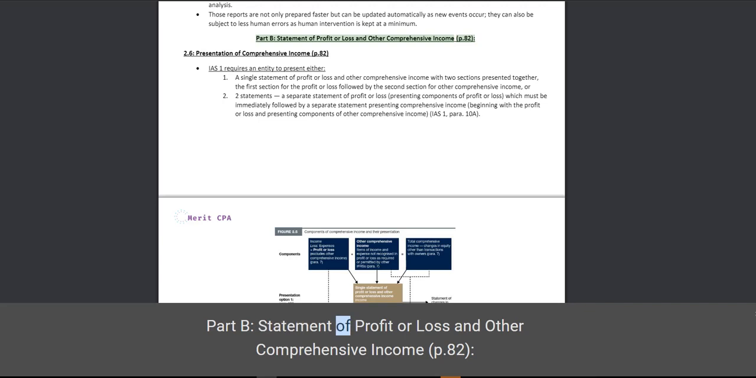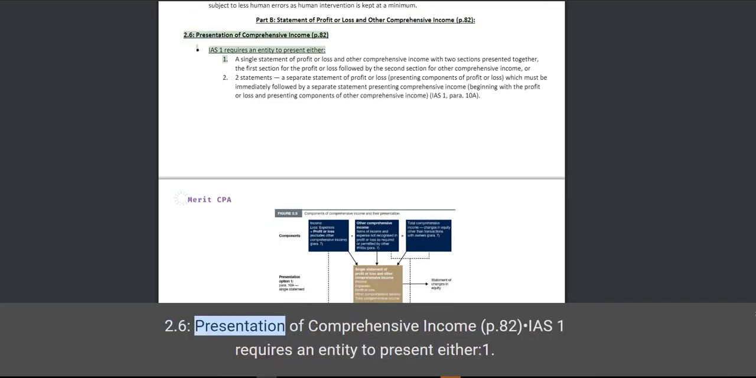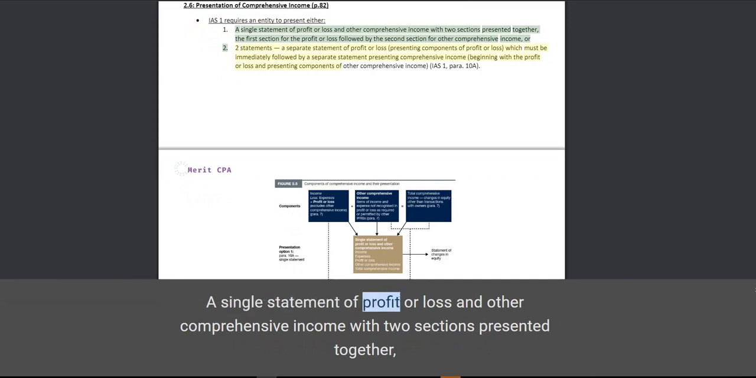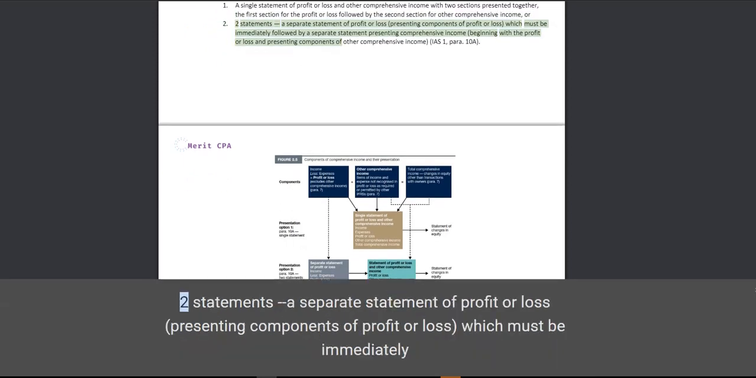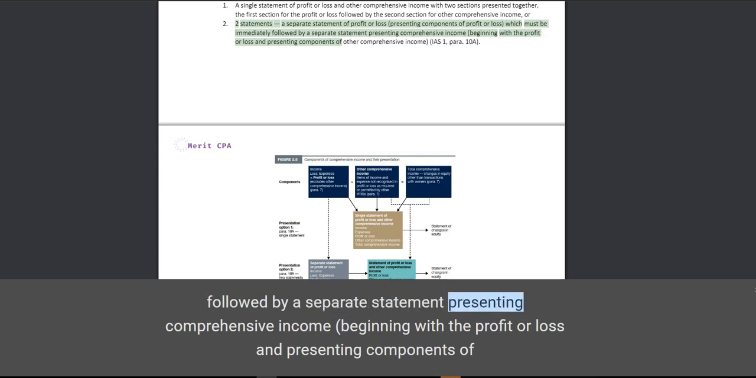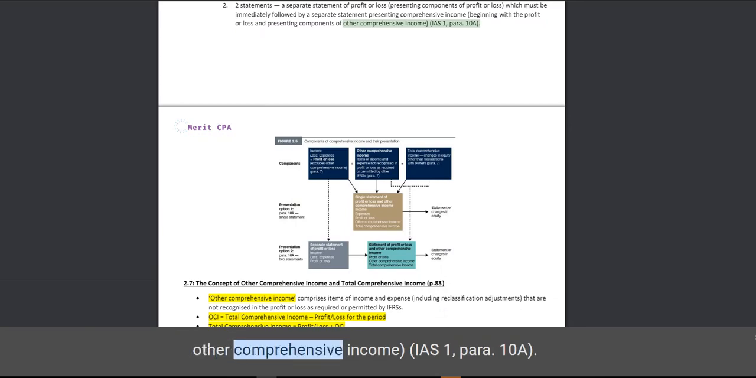Part B. Statement of Profit or Loss and Other Comprehensive Income. P.82. 2.6. Presentation of Comprehensive Income. P.82. IAS 1 requires an entity to present either 1. A single statement of profit or loss and other comprehensive income with 2 sections presented together, the first section for the profit or loss followed by the second section for other comprehensive income, or 2 statements, a separate statement of profit or loss presenting components of profit or loss, which must be immediately followed by a separate statement presenting comprehensive income, beginning with the profit or loss and presenting components of other comprehensive income.